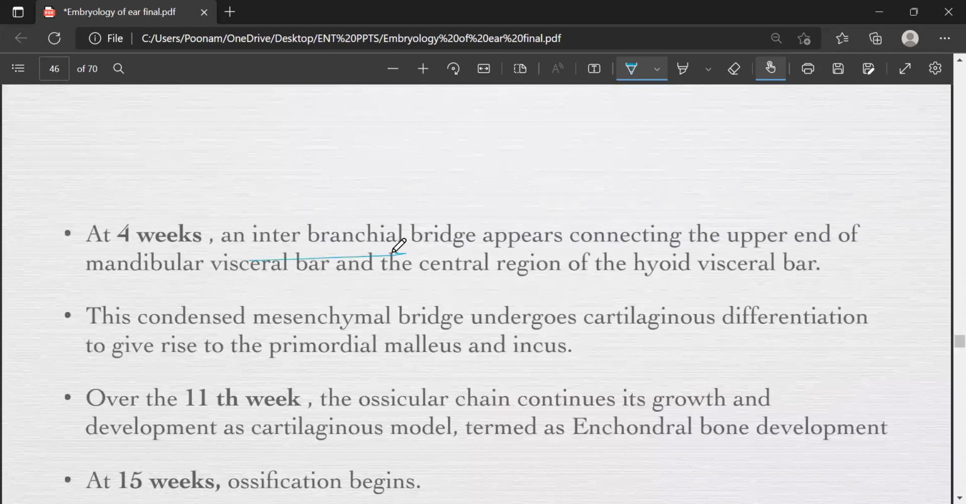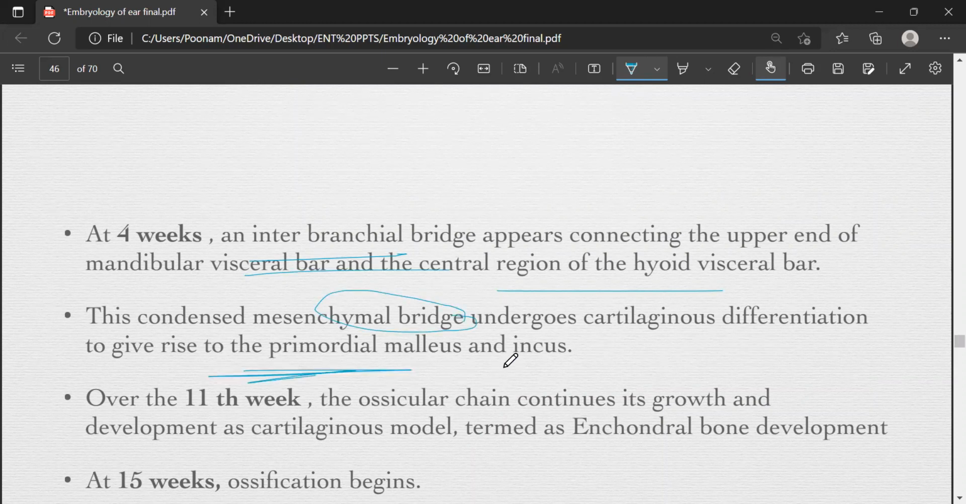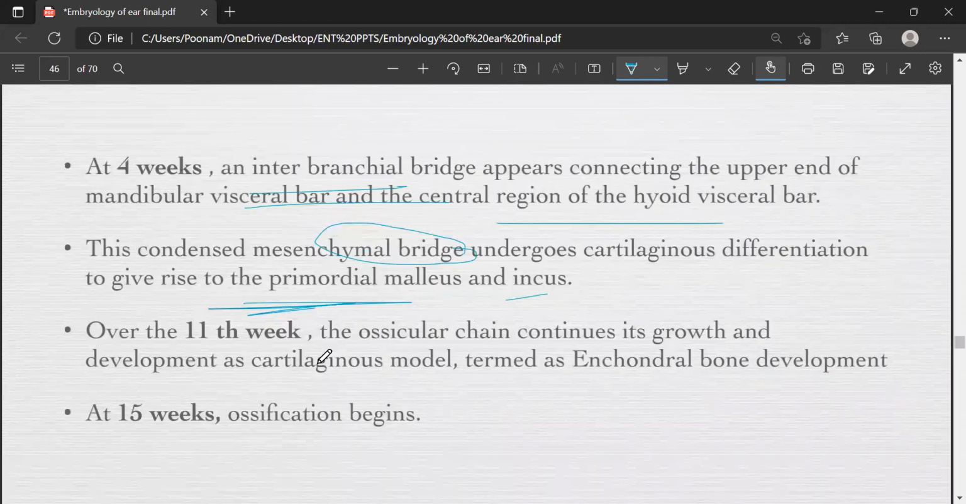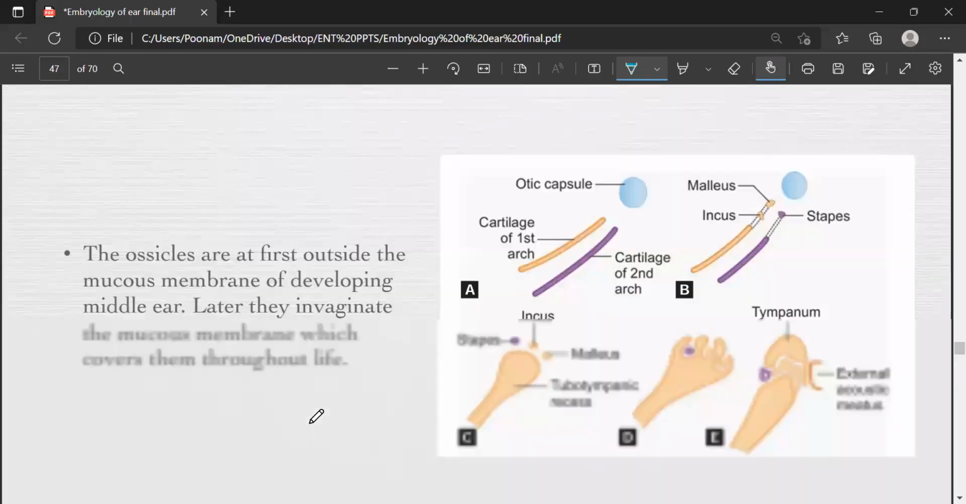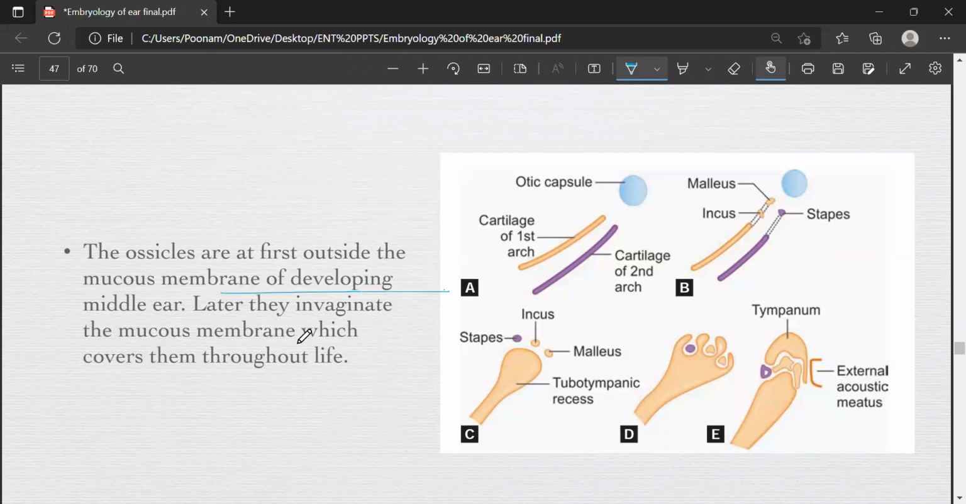At the fourth week, an interbranchial bridge appears connecting the upper end of the mandibular visceral bar and the central region of the hyoid visceral bar. This condensed mesenchymal bridge undergoes cartilaginous differentiation to give rise to the primordial malleus and incus. You can understand this. Over the 11th week, the ossicular chain continues its growth and development as a cartilage model. This process is known as endochondral bone development. At 15 weeks ossification happens. The ossicles are at first outside the mucous membrane of the developing middle ear, later they invaginate the mucous membrane which covers them throughout life. So you can see that in this photograph.